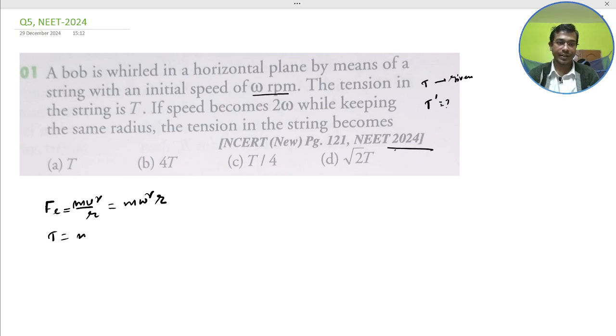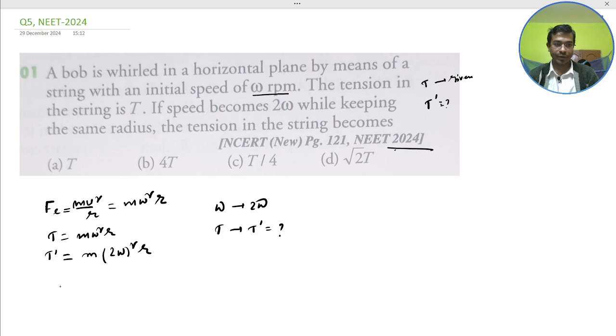So T means m omega square r, and T dash, given omega to 2 omega. You have to find the T dash. So T dash means m, 2 omega whole square, r. So T dash by T would become, T dash means m 4 omega square r by m omega square r. So it would become 4. So T dash is equal to 4T. 4T would be our correct answer.